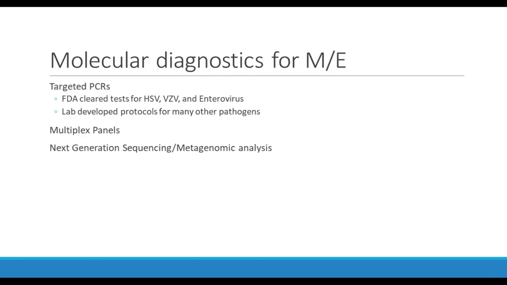So if we talk a little bit more about molecular diagnostics for meningitis and encephalitis, there's really 3 different bins that we can think about. We can think about the targeted PCRs. So there's FDA-cleared tests for HSV, VZV, and enterovirus. There are lab-developed protocols for pretty much any other pathogen that you can think of. You can think of multiplex panels for which there are both CE and FDA marked options. And then what's kind of emerging and now coming to market in terms of lab-developed testing is next generation sequencing or metagenomic analysis.